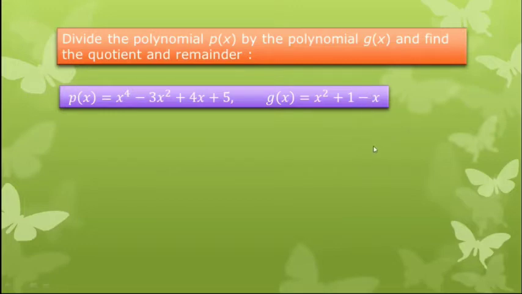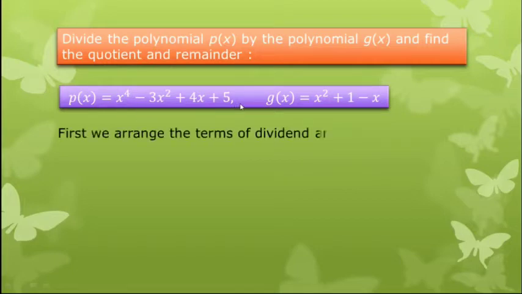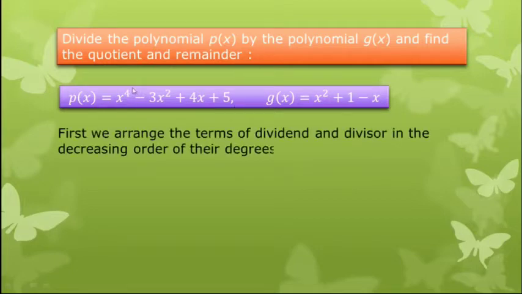So what is the first rule? The first rule says that we need to write down the given polynomials in descending order of their degrees. It means we will arrange the degrees of the given polynomial in descending order. Two polynomials are given to us here. First is p(x) and the second one is g(x). So we will check it.